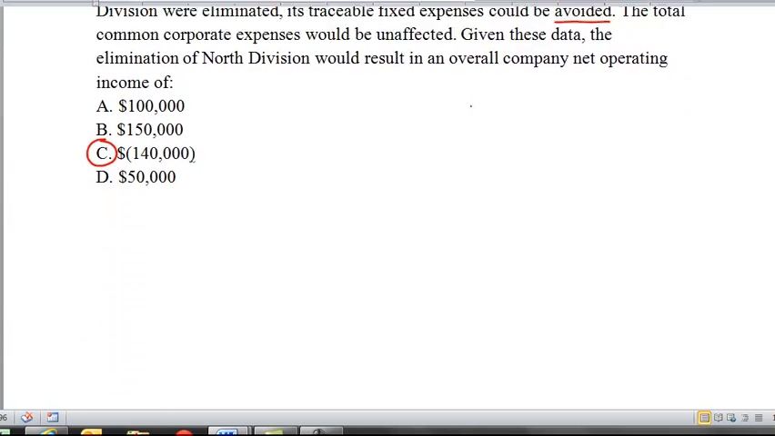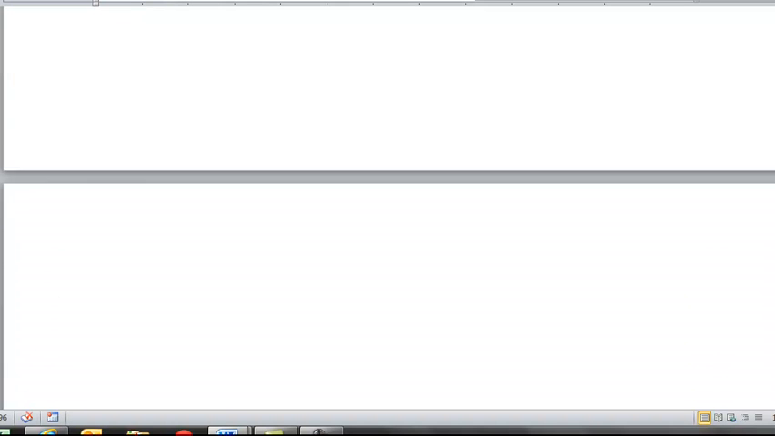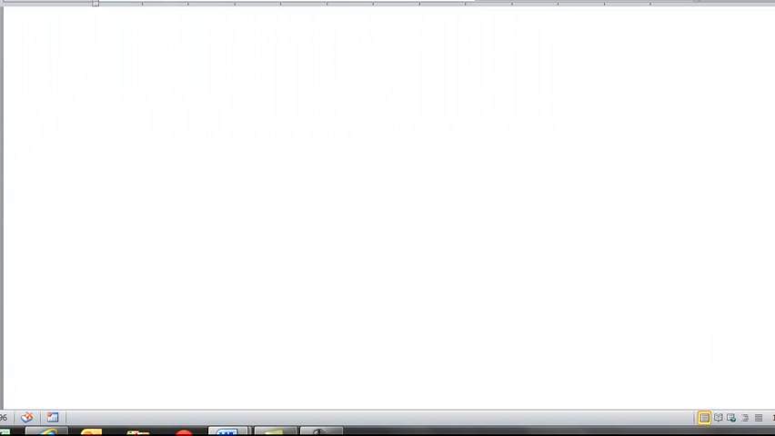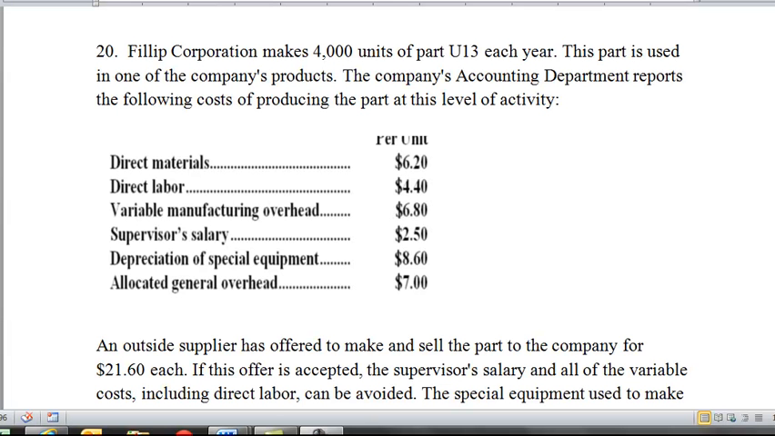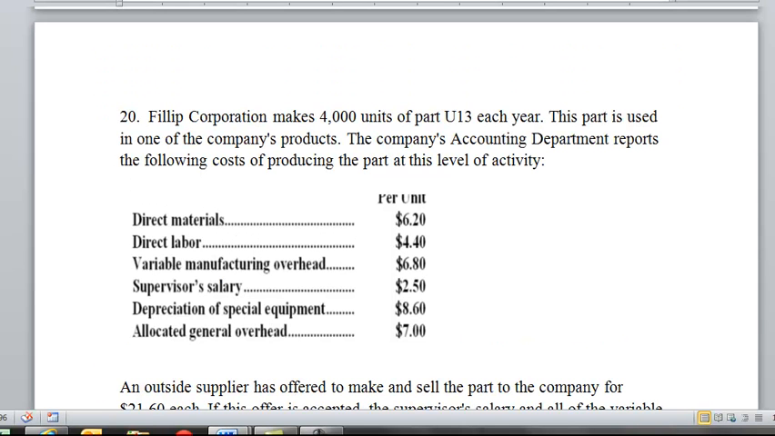Next question, number 20. The company makes 4,000 units of part U13 each year. This part is used in one of the company's products. The company's accounting department reports the following costs of producing this part at the level of activity. It shows our direct materials, our direct labor, variable manufacturing overhead, supervisor salaries, depreciation of special equipment, and allocated general overhead.